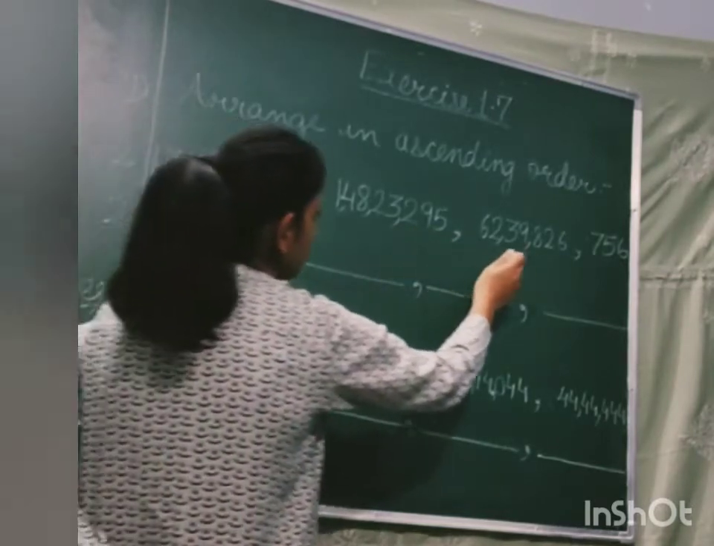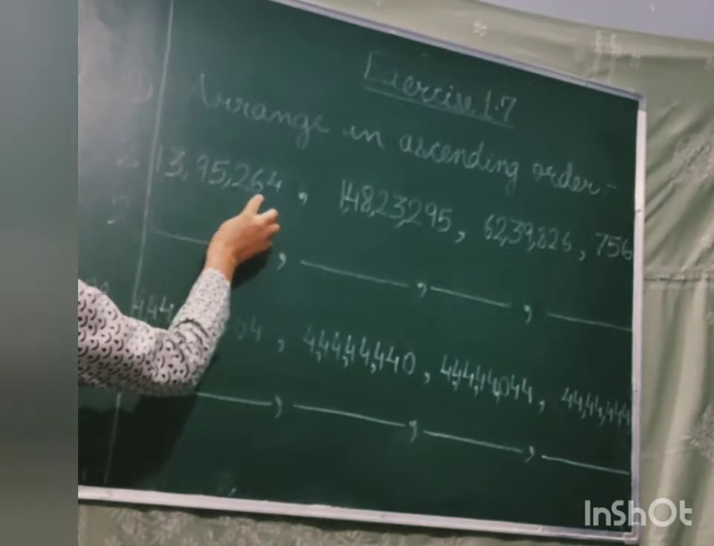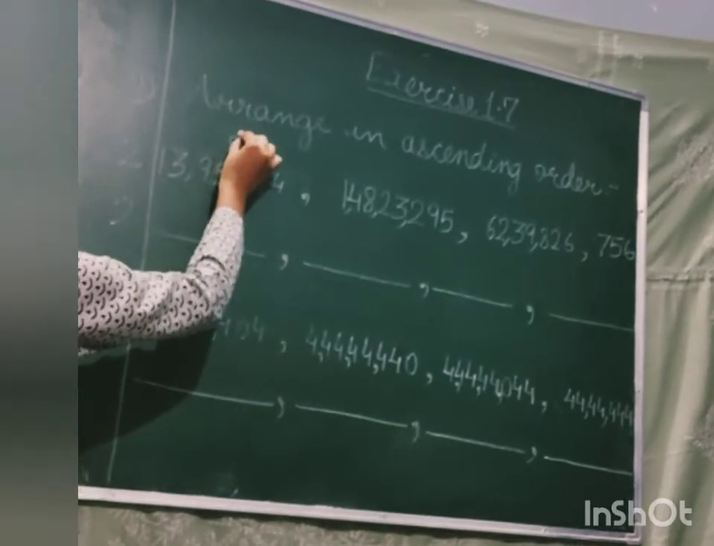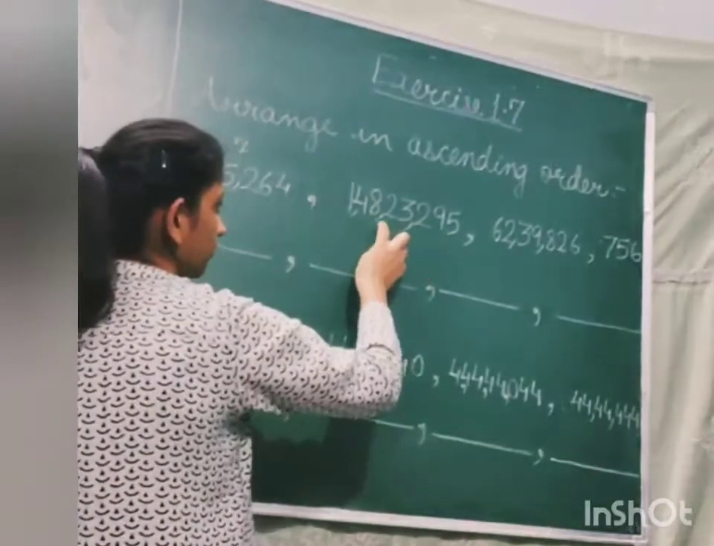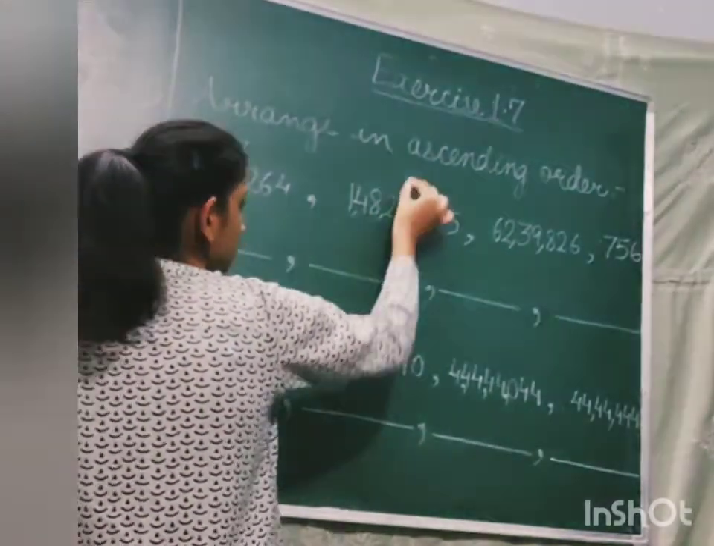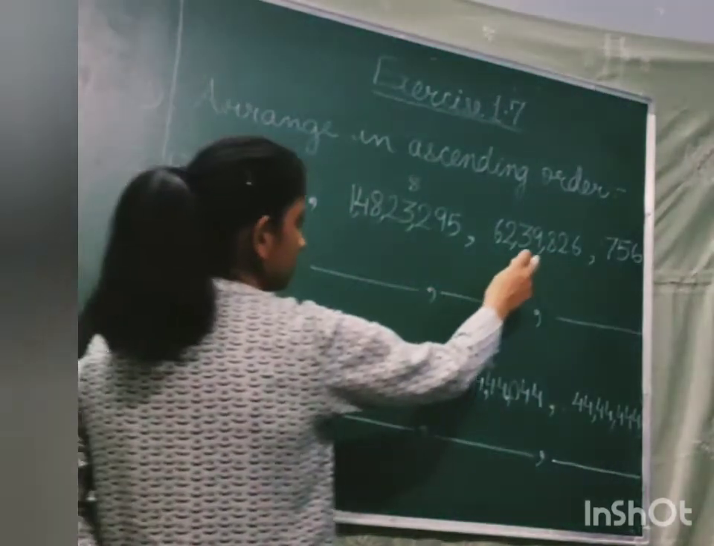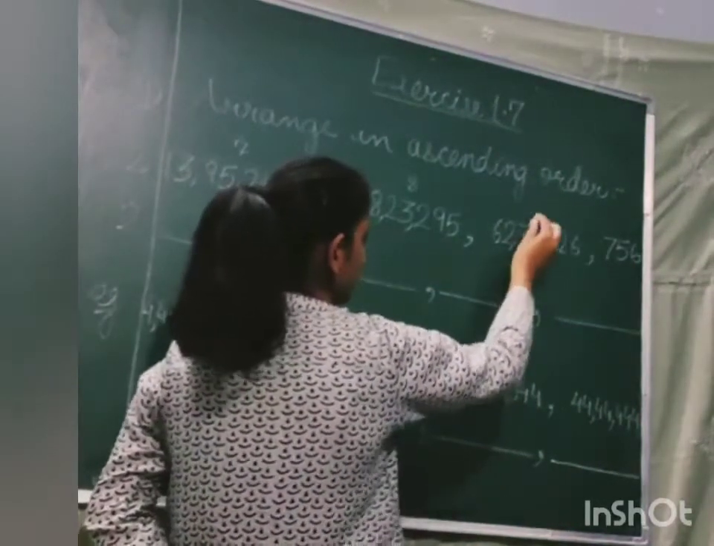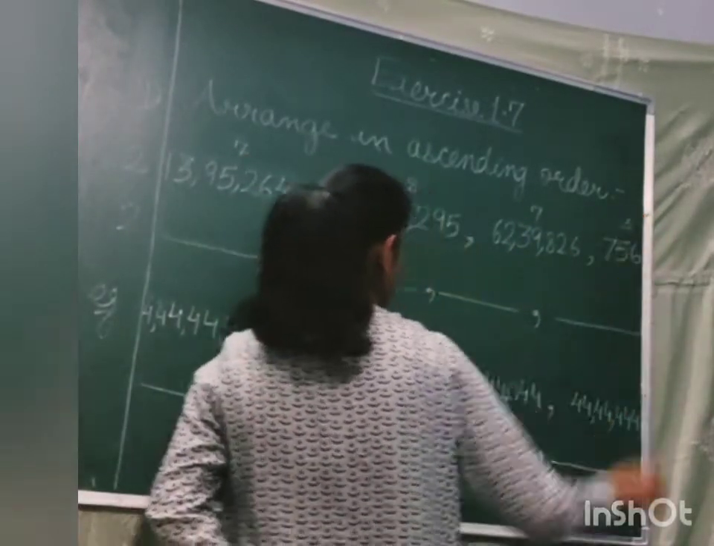Here, all the numbers have different number of digits. For example, this number has 1, 2, 3, 4, 5, 6, 7 digits. So just write down 7 on top. This number has 1, 2, 3, 4, 5, 6, 7, 8 digits. So just write down 8 on top. This is an 8-digit number. And this one has 7 digits again. And this one has only 3 digits.